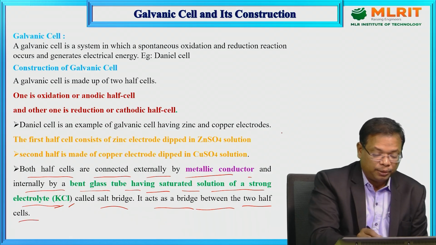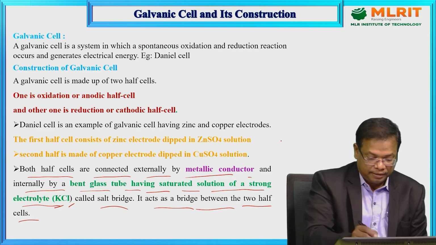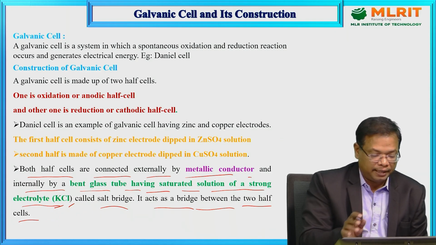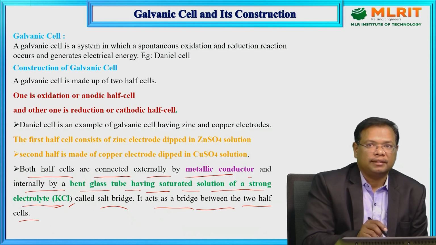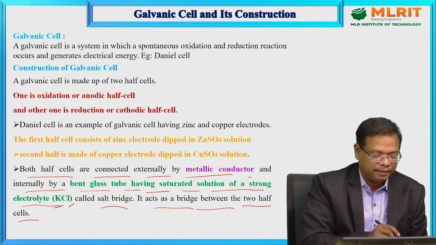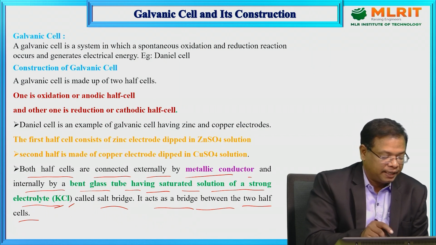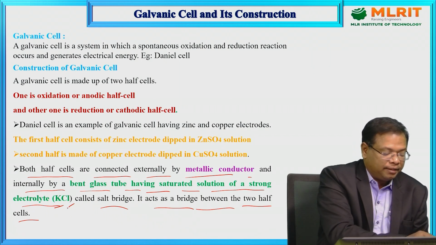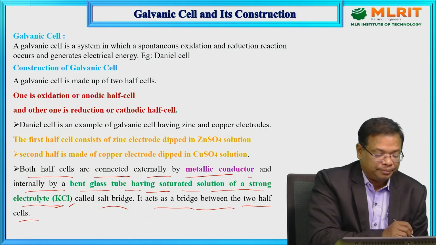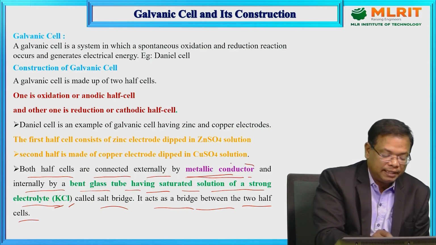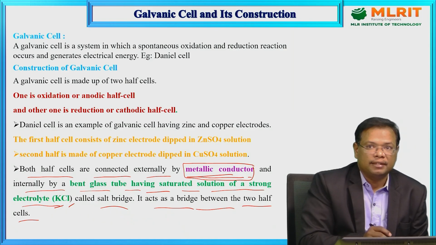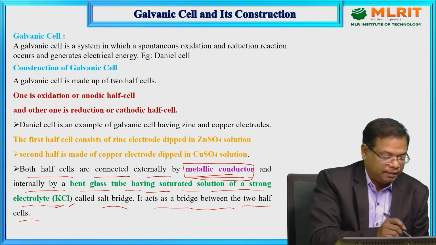What is here? Two electrodes are taken, zinc and copper, and they are dipped in their corresponding sulfate electrolytes, and then these are internally connected by the salt bridge, externally connected by the metallic conductor. It implies that it will receive the electricity after the spontaneous reactions happen.